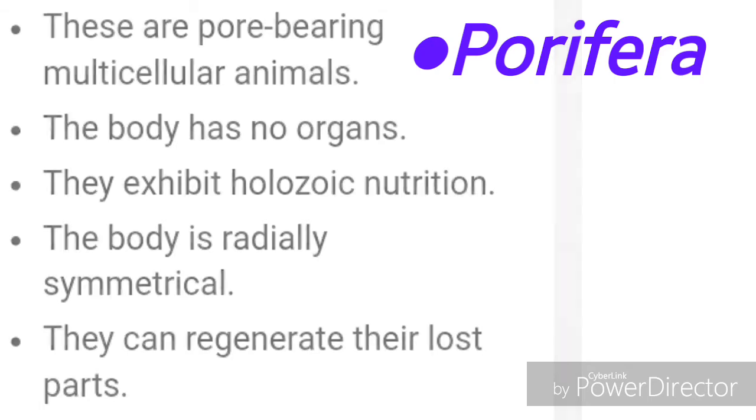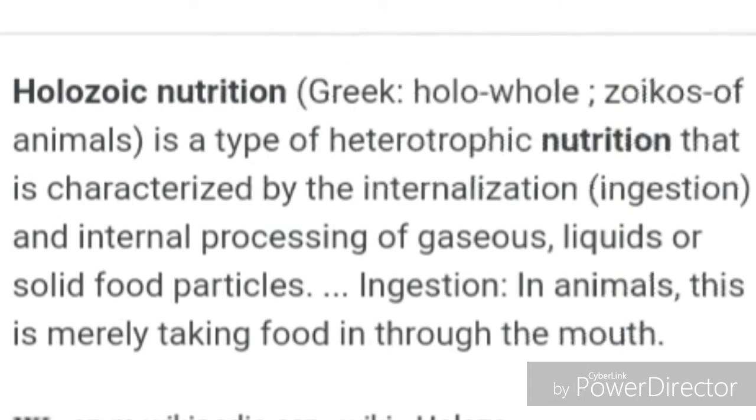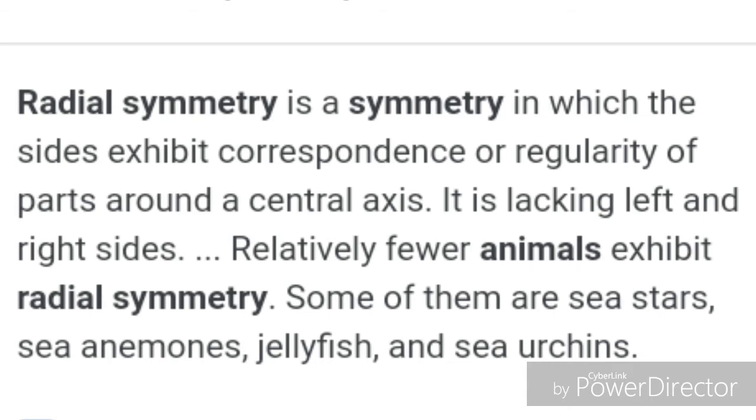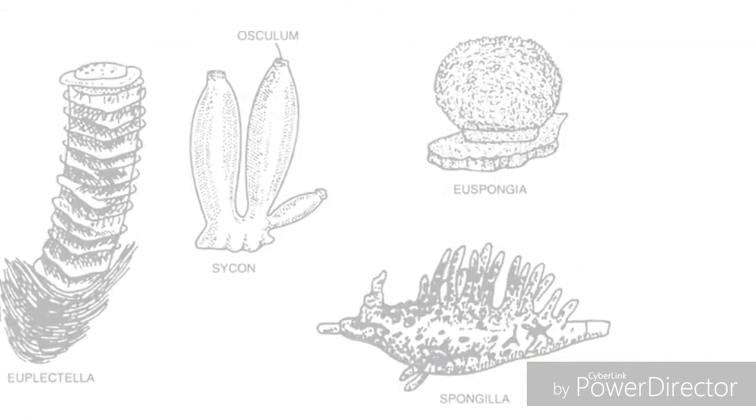Now let us learn about holozoic nutrition. It is a type of heterotrophic nutrition that is characterized by the ingestion and internal processing of food particles. In animals, this is merely taking food through the mouth. Now let us learn what is radial symmetry. It is a symmetry in which the sides exhibit correspondence or regularity of parts around a central axis. It is lacking left and right sides.